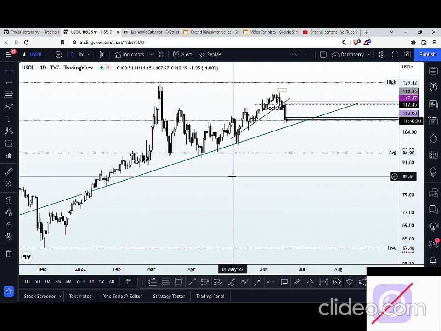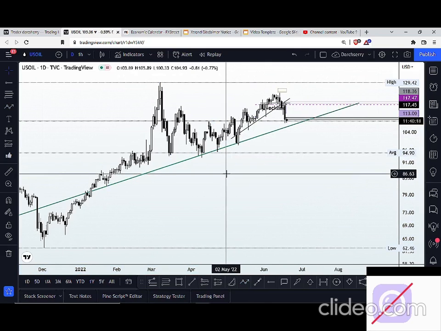Now, if we look at the fundamentals on the oil commodity, we all understand that one of the reasons why we had this bullish momentum on the US oil since the later part of February is basically because of the Russia-Ukraine war. And we can see how Russia has been withdrawing its oil services to some of the European countries.